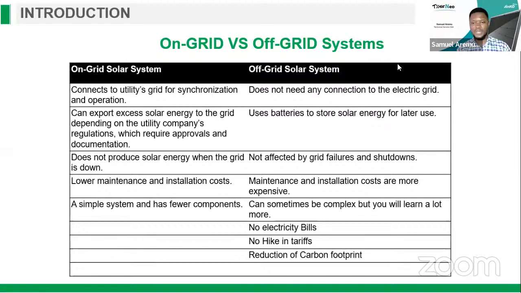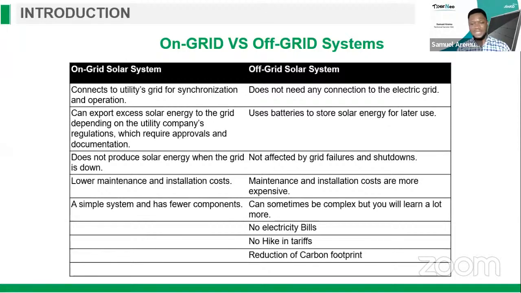Then for an off-grid system, you don't need any connection to the grid. It's independent of the grid, like I said earlier. And in the case of backup, like in an on-grid system, in this scenario we use batteries. So for off-grid systems, you can use batteries for backup, or in some cases, a generator. And when it comes to grid failure or shutdown or grid collapse, off-grid systems are not affected by these scenarios. Maintenance and installation costs are more expensive when you compare to an on-grid system.